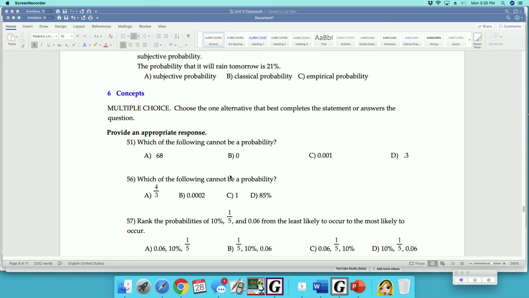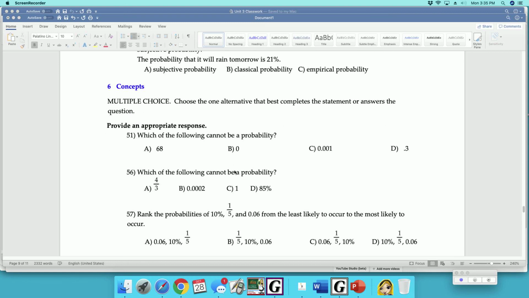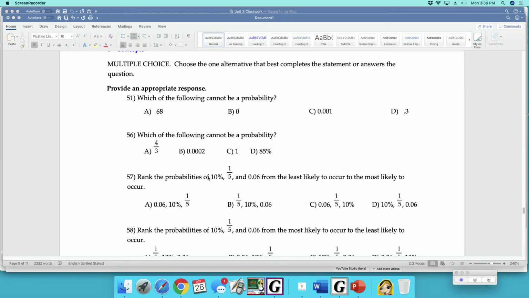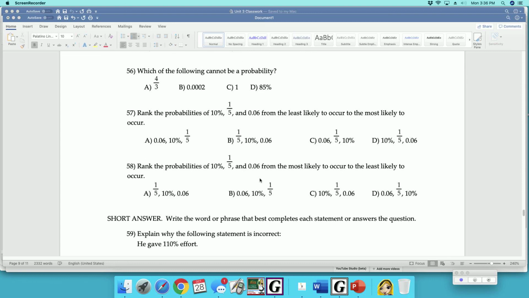Concepts. Remember, what can and cannot be a probability? Probability is between 0 and 1. Which of the following cannot be a probability? 68, 0, 0.001, or 0.3? 68. It's not between 0 and 1 inclusive. All right? Now with these, just convert all of them to decimals and then figure it out. Remember, probability cannot be greater than 1.